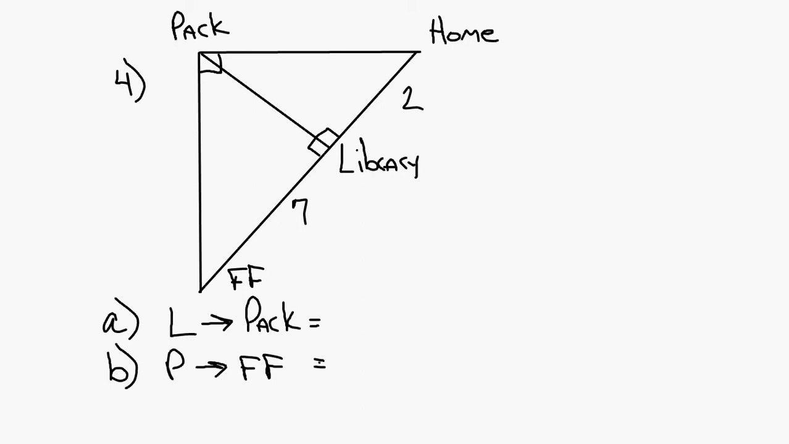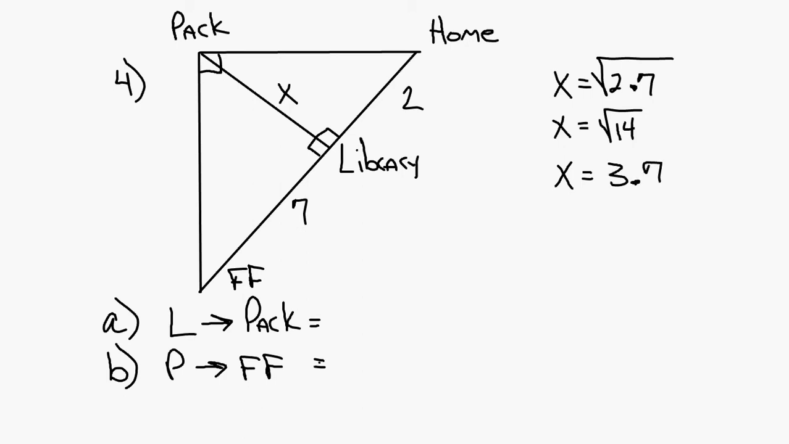Right here. Library to the park, x equals square root 2 times 7, doesn't it? So your x is equal to the square root of 14, 3.7. Okay? There's your library to park, 3.7. So now, we're going to take our library to the park, which is 3.7, and we're going to do the Pythagorean theorem to find park to football field.